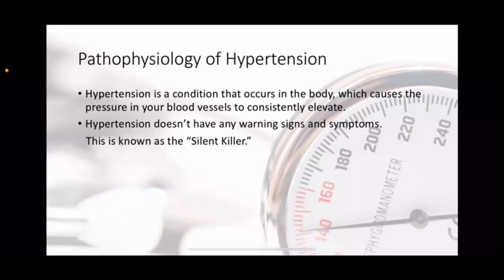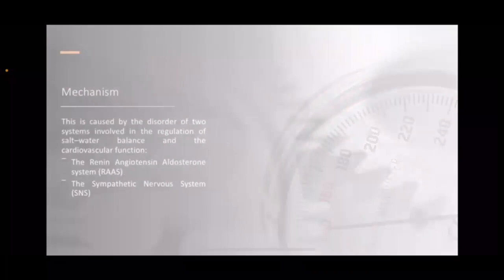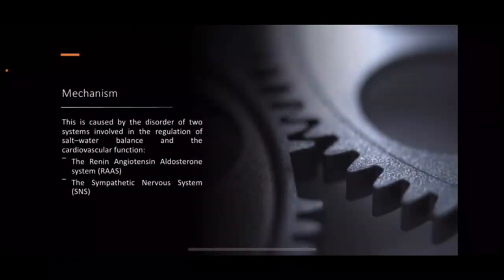Now we're going to look at the pathophysiology of hypertension. Hypertension is a condition that occurs in the body which causes the pressure in your blood vessels to consistently elevate. Hypertension doesn't have any warning signs or symptoms. This is also known as the silent killer. The mechanism behind hypertension is that it is caused by the disorder of two systems involved in the regulation of salt-water balance and the cardiovascular function, the RAAS and the SNS.